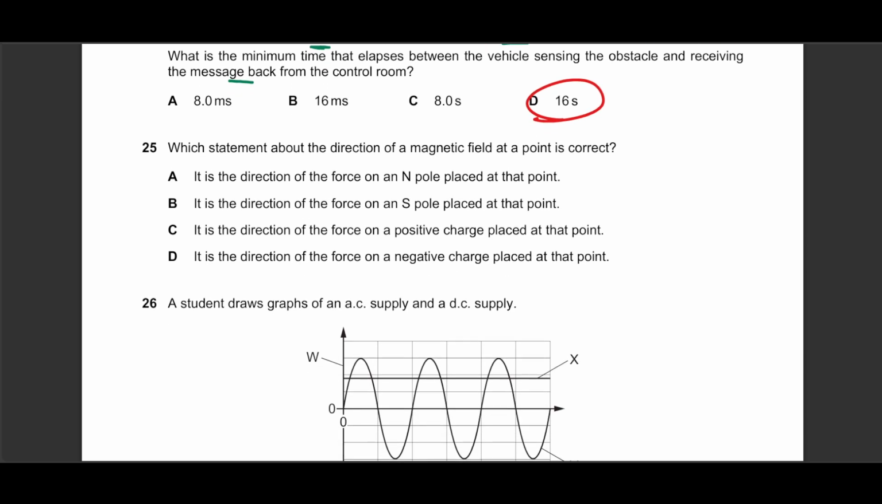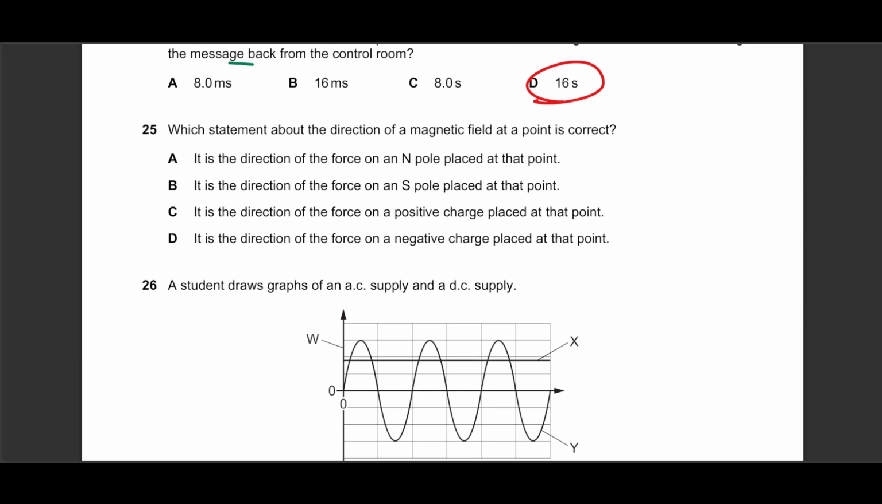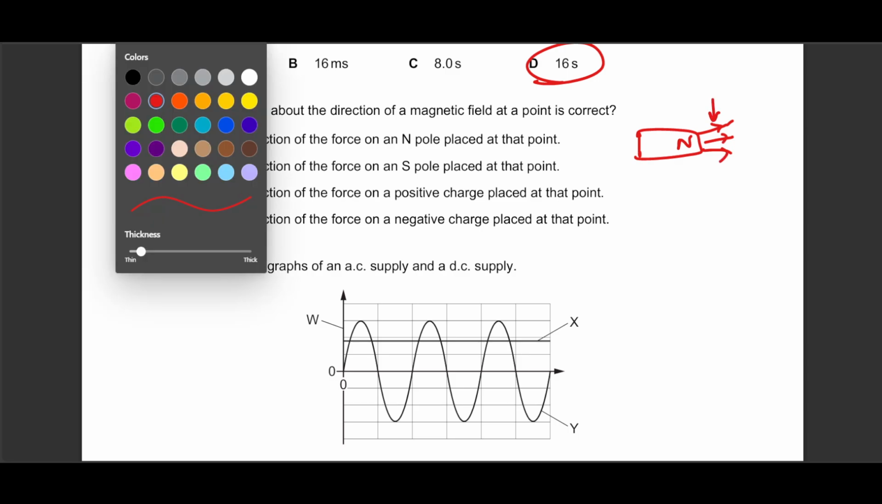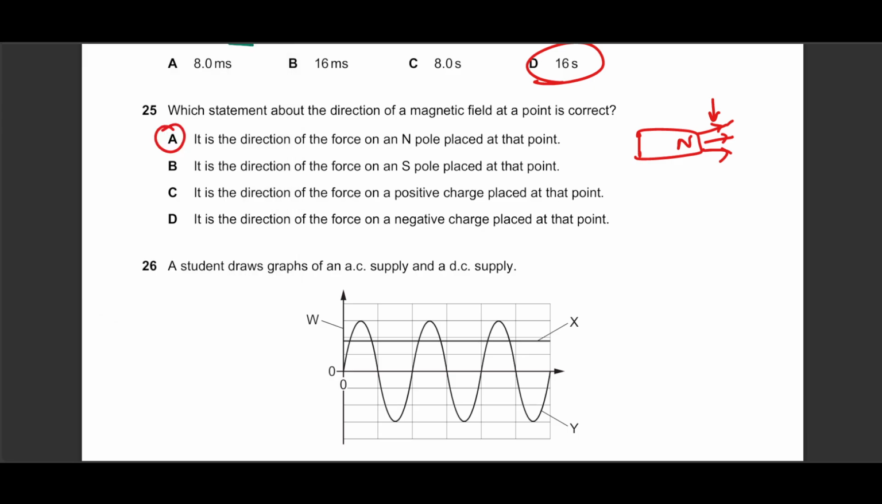25. Which statement about the direction of magnetic field at a point is correct? You see, this is also mentioned in your syllabus as a fact that whenever we draw the magnetic field, let's say this is the north pole of the magnet, these arrows are actually representing the direction of force on the north pole. This is 100% statement taken from the course.